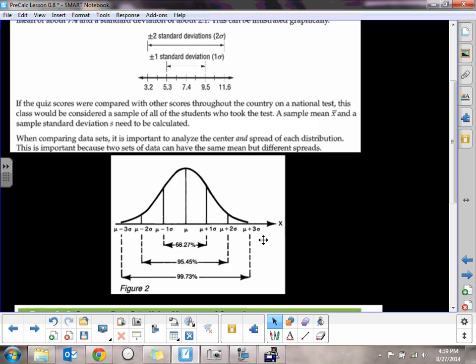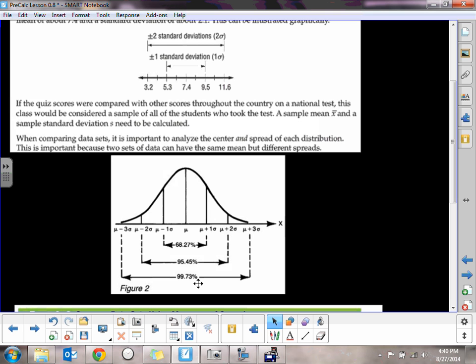Last year we knew that if we calculated the average and the standard deviation, within one standard deviation, 68% of the data should fit within those markings. 95%, or more accurately 95.45% of the data should fit within 2 standard deviations above and below the mean, and 99.7% of the data fits within 3.